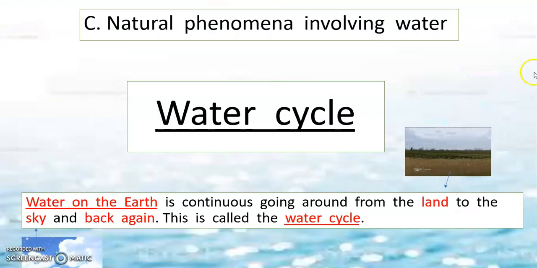Today our topic is Chapter 7, natural phenomena involving water. First I will discuss the water cycle. Water on the earth is continuously going around from the land to the sky and back again. This is called the water cycle. This is land, this is sky.